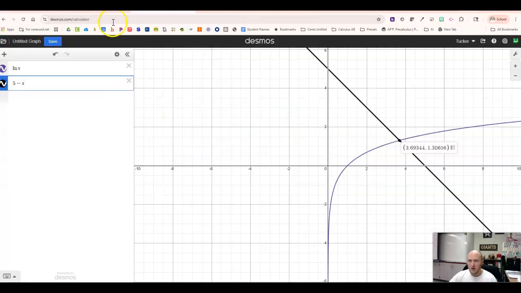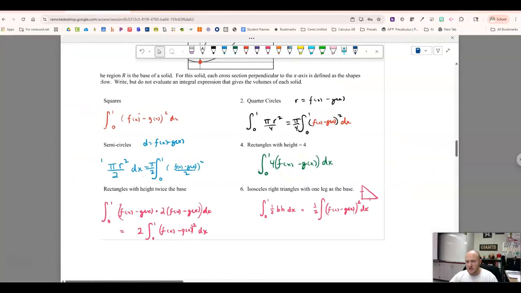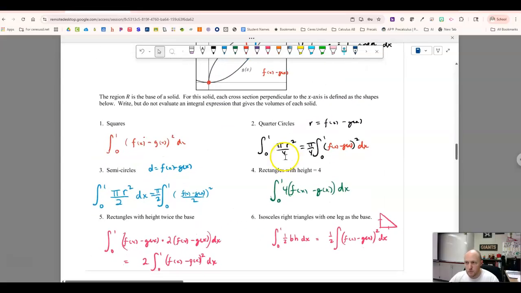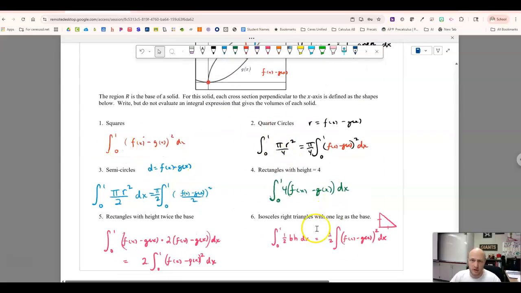Okay, all right. So hopefully that helps show you how the different shapes look and how we calculate volume using cross sections.